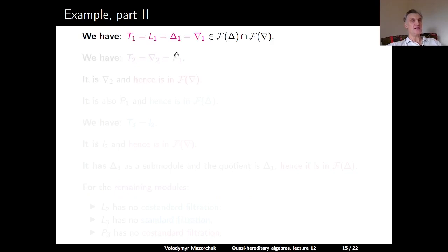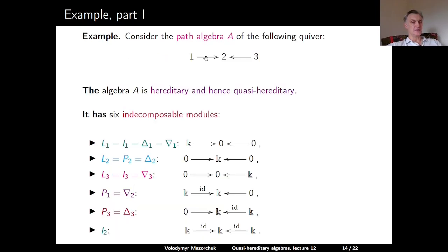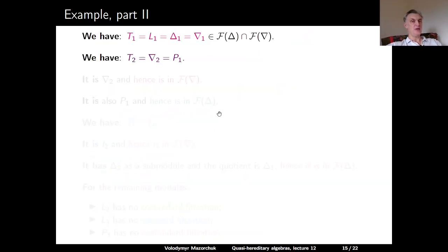So now here we see that the tilting module T1 is L1, which is Δ1 and which is ∇1. This is always the case. The smallest simple module is tilting. Next, the tilting module T2 is ∇2, which is the same as P1. So here we have ∇2 and P1. Being a ∇, it has a ∇ filtration. Being projective, it has a Δ filtration. So this is why this is a tilting module.